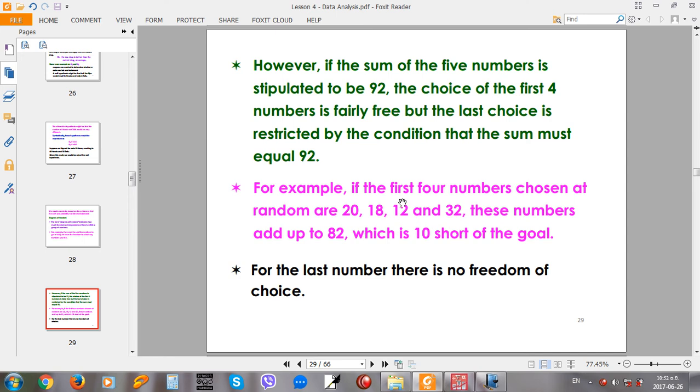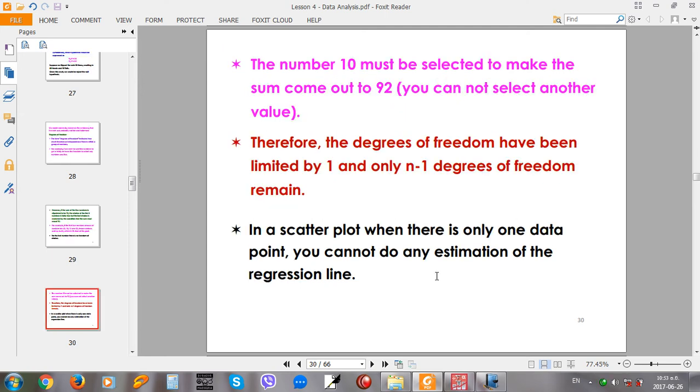Then we select 4 numbers whose sum is 82. But the fifth number we can't choose according to our wish, because the sum should be 92. So the fifth number naturally has to be 10, no other number. So the last number has no freedom of choice, right? If we need to select 5 numbers, we can select only 4 numbers freely. So 10 must be selected to make the sum come out to 92. You cannot select any other value.